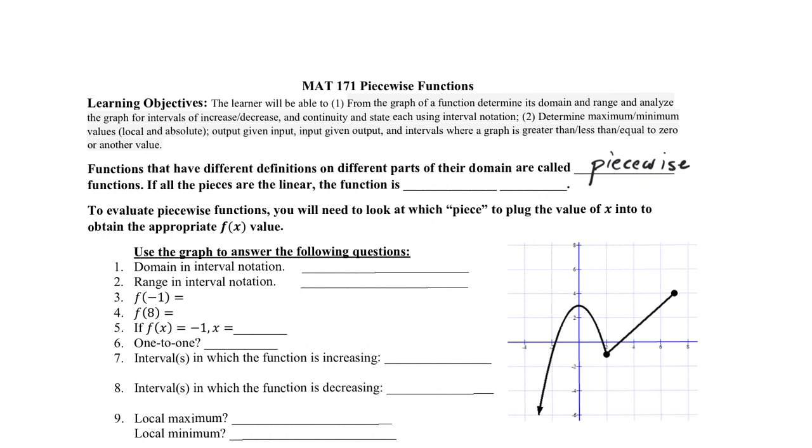Piecewise functions. If all the pieces are linear, then the function is called linear piecewise. To evaluate a piecewise function, you just need to look at which piece of the function you're going to plug a particular value of x into. What portion of the domain does that particular x value fall into, so that we can evaluate f of x.